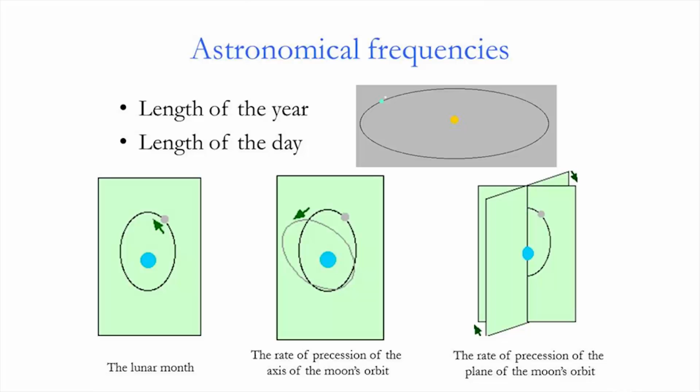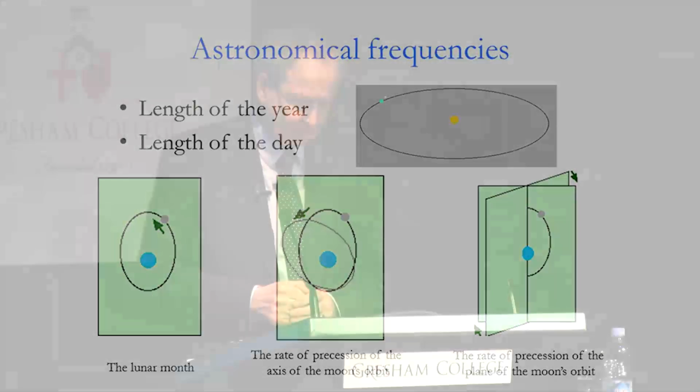And because the sun, the moon, the earth are all in relative motion, the gravitational pull at a point in the ocean is constantly changed. And I've picked out the 5 main astronomical periodicities here. There's the length of the year, the length of the day, the lunar month, and the fact that the moon's axis changes, it precesses, and the plane in which the moon revolves also precesses.